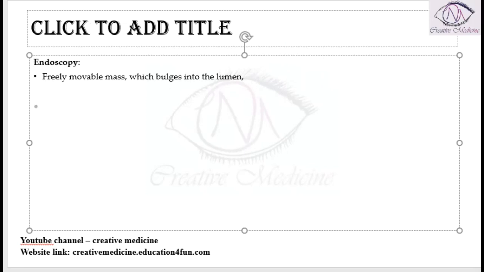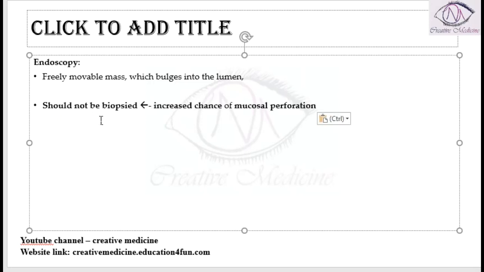One more important thing is it should not be biopsied because there is an increased risk of perforation, an increased risk of mucosal perforation at the time of surgical enucleation. So biopsy is not indicated in case of leiomyoma.